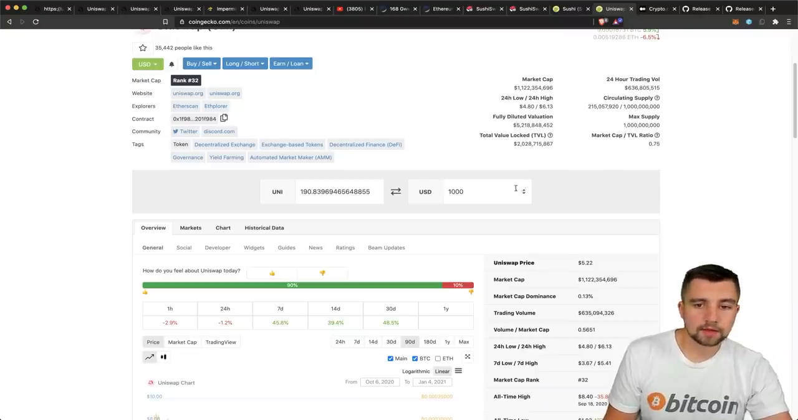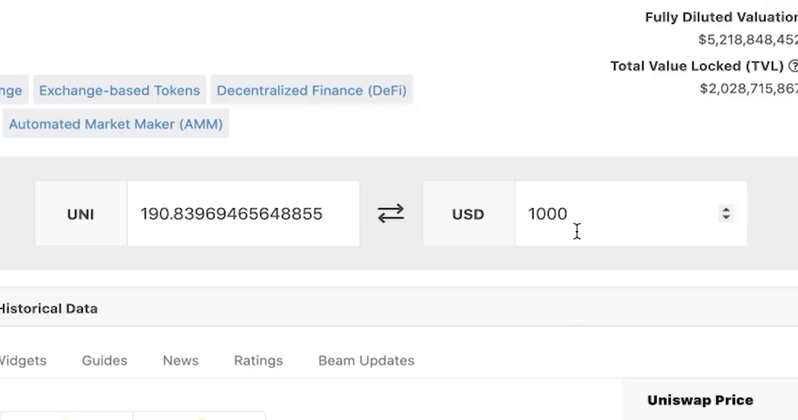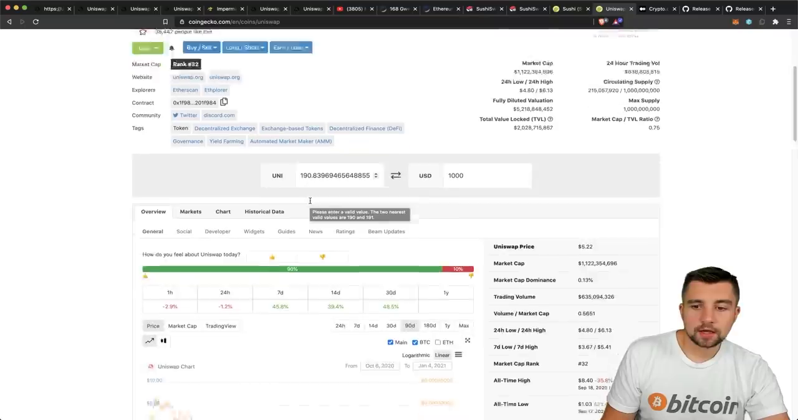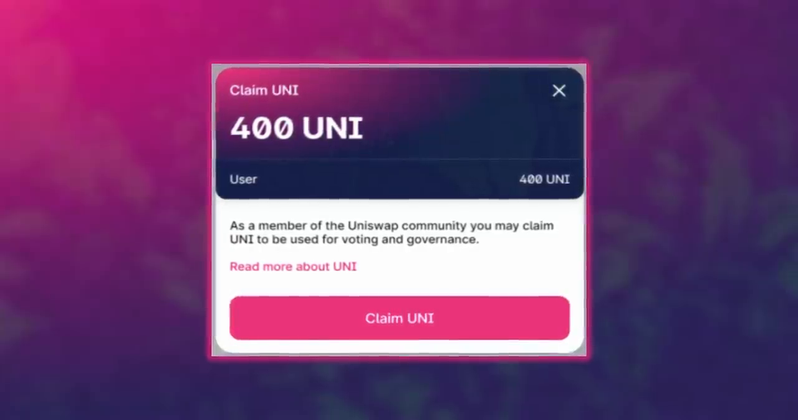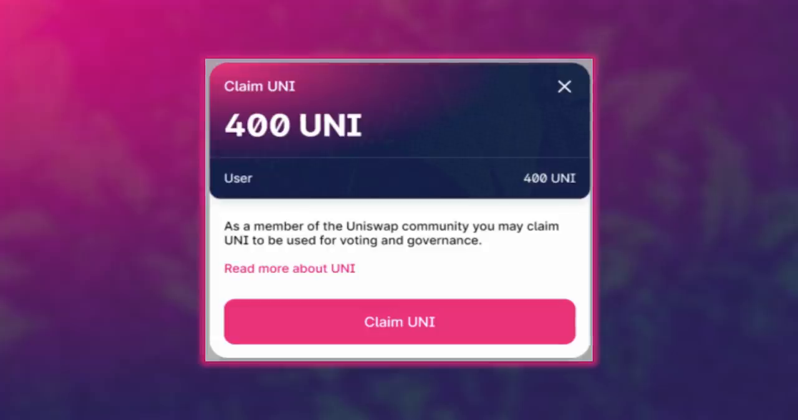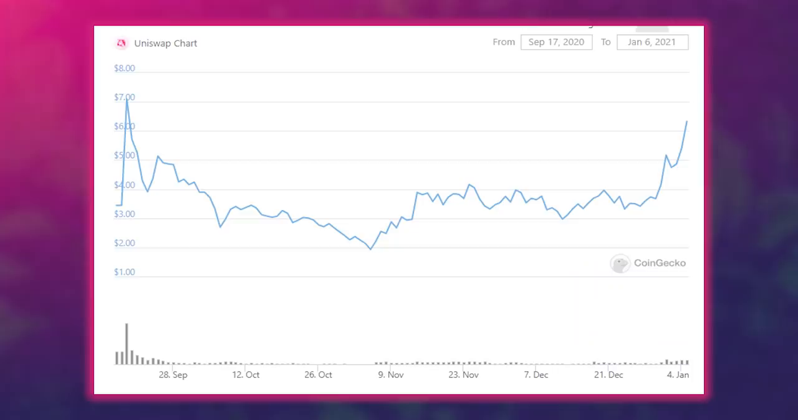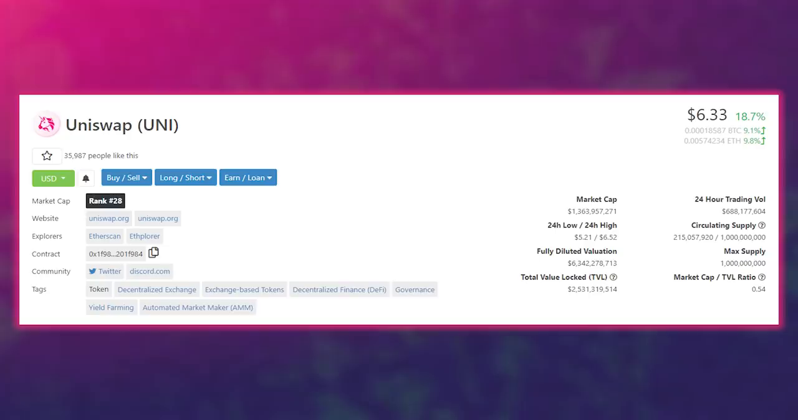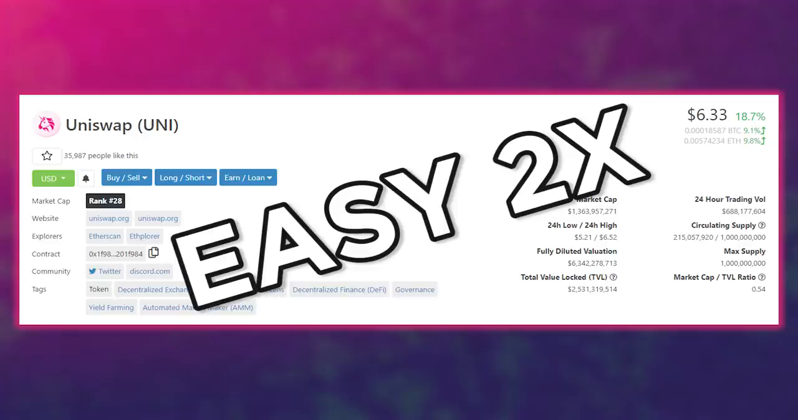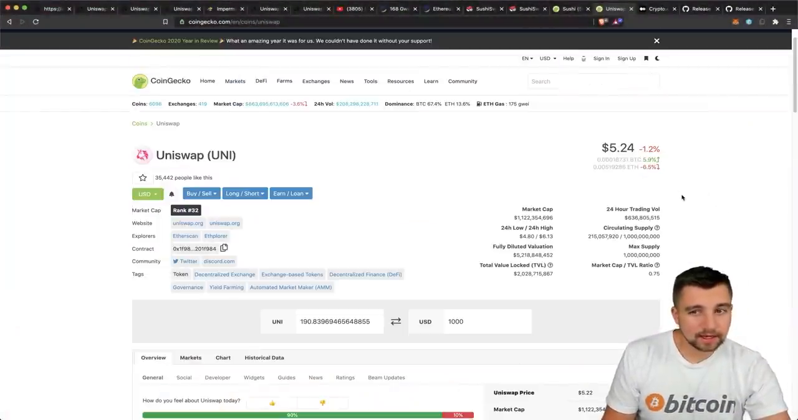So right now, if you had put $1,000 into Uniswap, you'd be able to get 191 tokens. UNI tokens were airdropped, and a lot of people made a lot of money from that. After it started trading very quickly, it was instantly like a dollar, and it peaked at $8.40, a little bit higher on a couple of exchanges. But the takeaway here is that it's already back up to $5.24 and ranked at number 32 by CoinMarketCap. Nothing crazier, this is an easy 2x. Some things went absolutely insane, ballistic, like 10x.